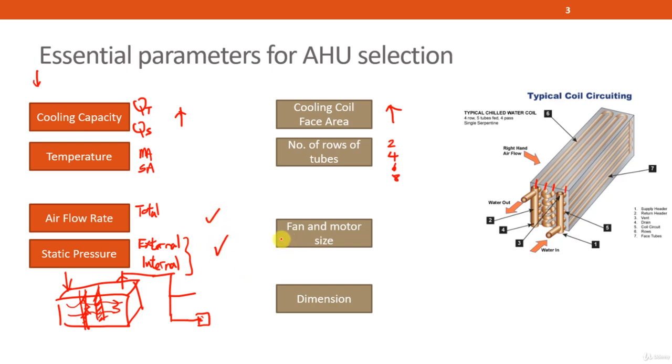So if you need a higher airflow rate or you need to overcome more static pressure, then you will have to upsize the AHU fan. So this is the cooling coil side, this is the AHU fan side.